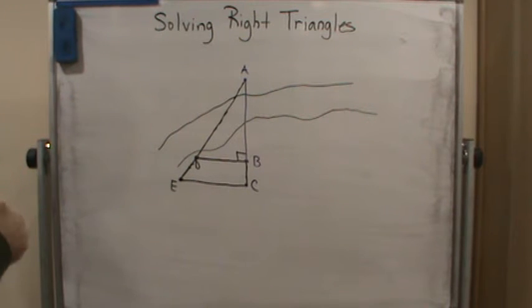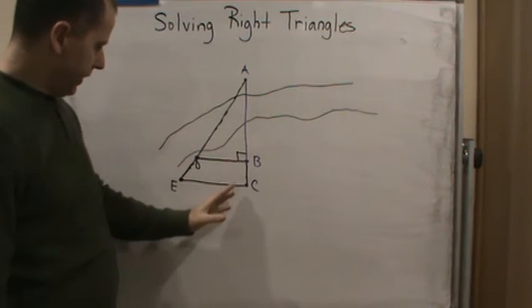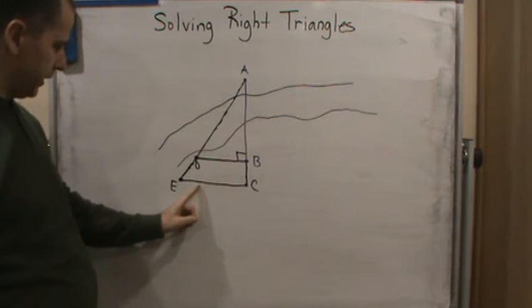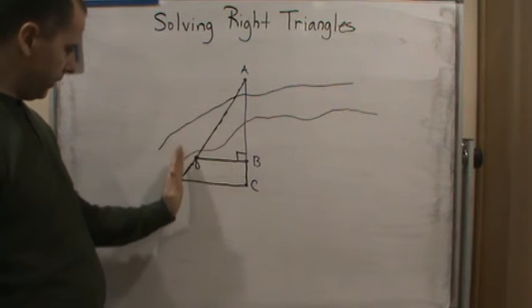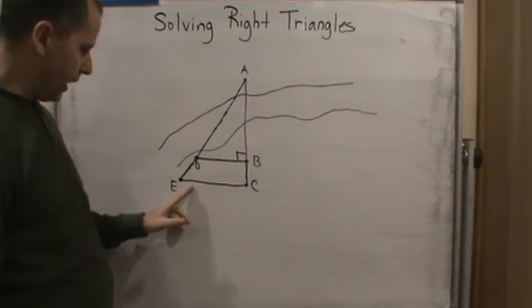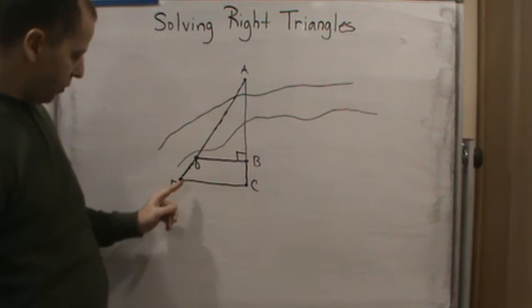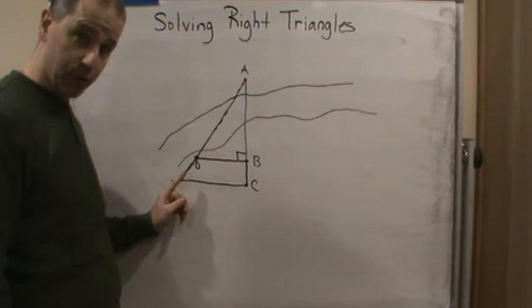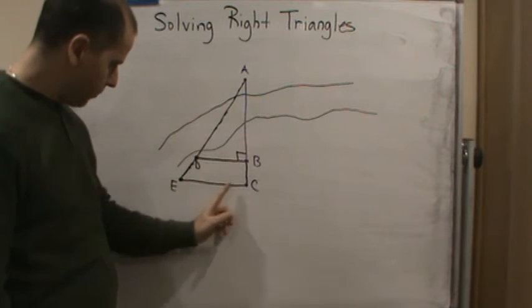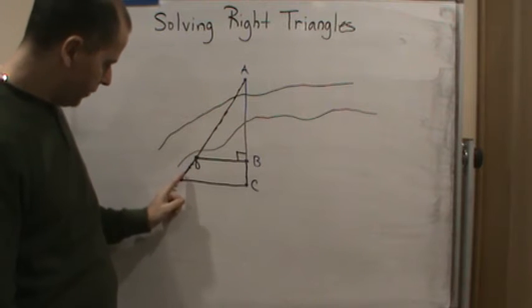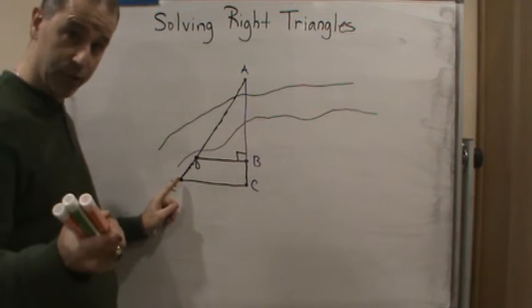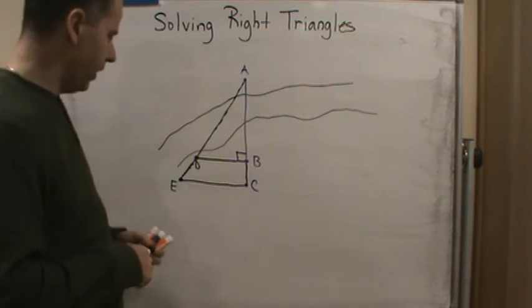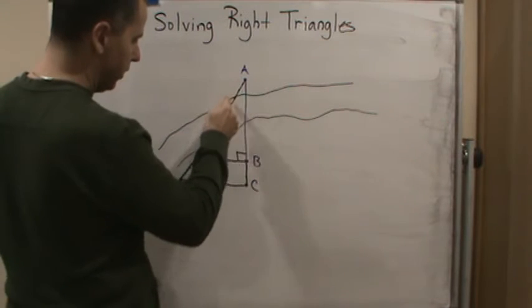Now they know this angle here because they can measure it, since they constructed this perpendicular line. Well, this angle, based on what we talked about with transversals, these are two parallel lines, and this is a transversal. So this angle here, which the surveyor can measure, must be the same as this angle here. Okay? So now, this is the triangle they're trying to solve.